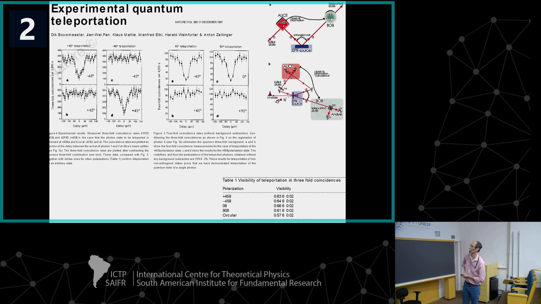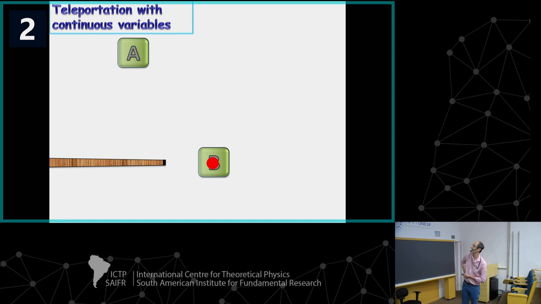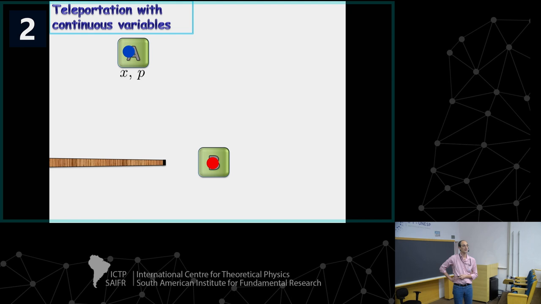Can we do better? And the answer is yes. We can do that with continuous variables. Let's say that you want to make teleportation of a billiard ball. There's a billiard ball that arrives on pool table A. You measure position and momentum, and you tell the other table to give a kick to the other ball, the red ball, giving it the exact amount of momentum at a given position, and reproduce the state of the first ball.